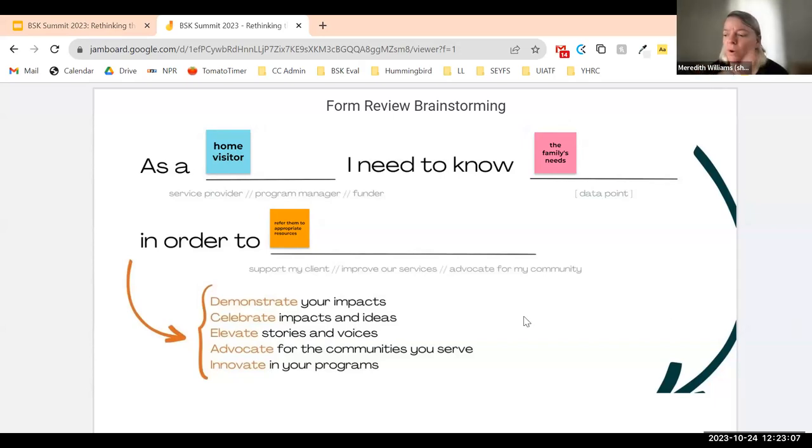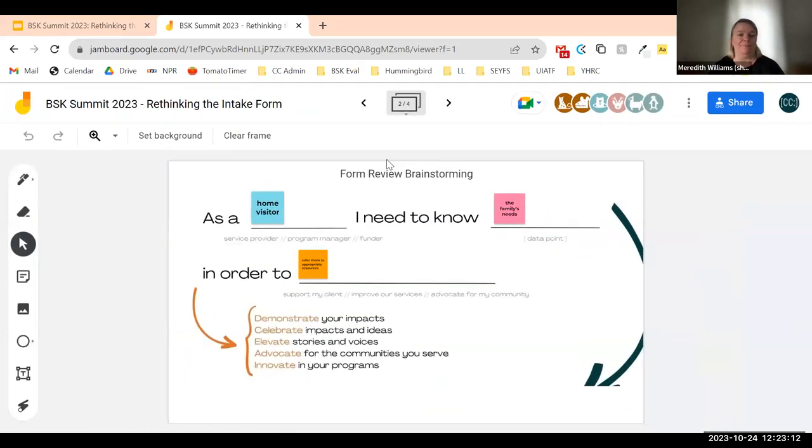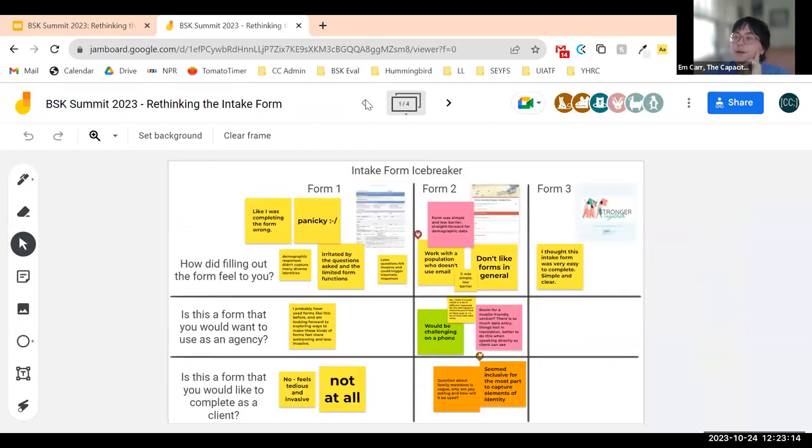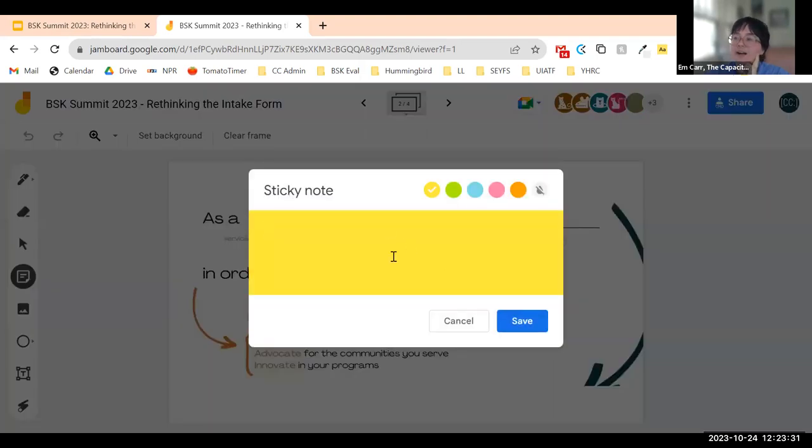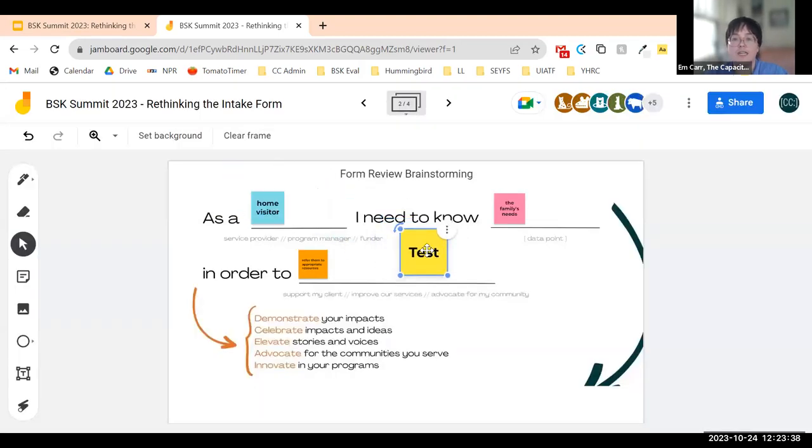Scrolling just a little bit to show where you go to the next slide. If you're in Jamboard, and you've loaded it and it came up with this first page, up at the top there's a 1 out of 4. You can click the next arrow, and it will bring you to this next page, page 2. Again, you can click the sticky note on the left. It'll bring up a text box. You can type in it, hit save, and it will go on the page, and then you can drag it wherever you want it.